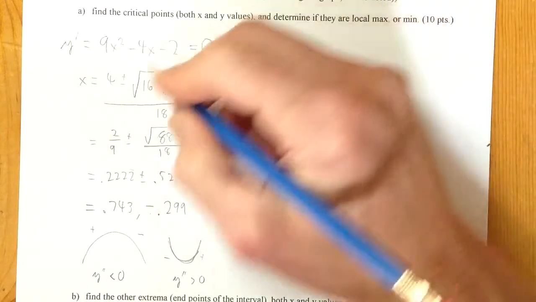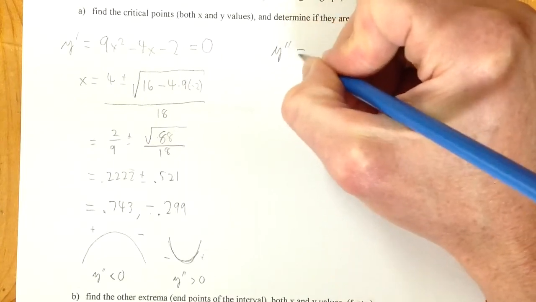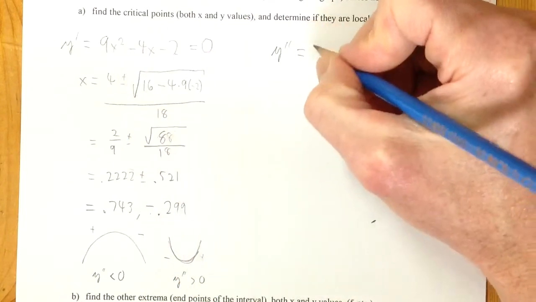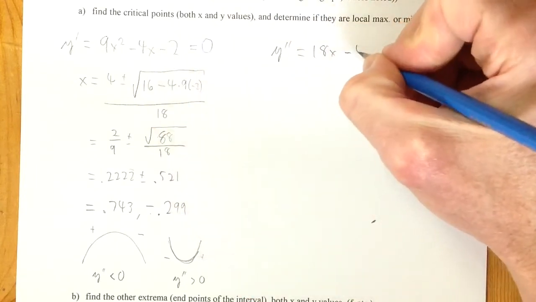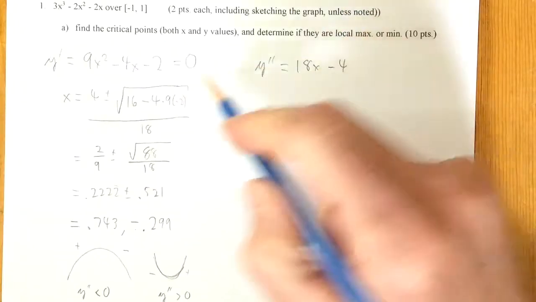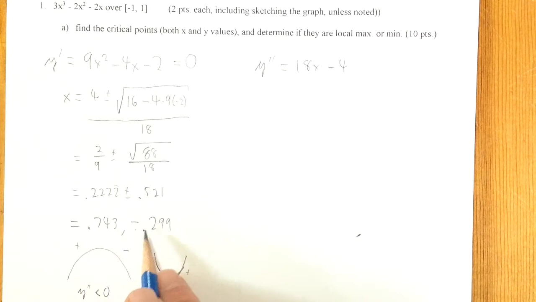Let's do the second derivative test, because in this case the second derivative is really easy to take. The second derivative, y double prime, is just 18x minus 4. That's real easy, so you might as well do it this way. If it's a really hard second derivative, then it's probably easier to plug in numbers on either side of the peak. And you want to be pretty close, so you don't interfere with the other point.